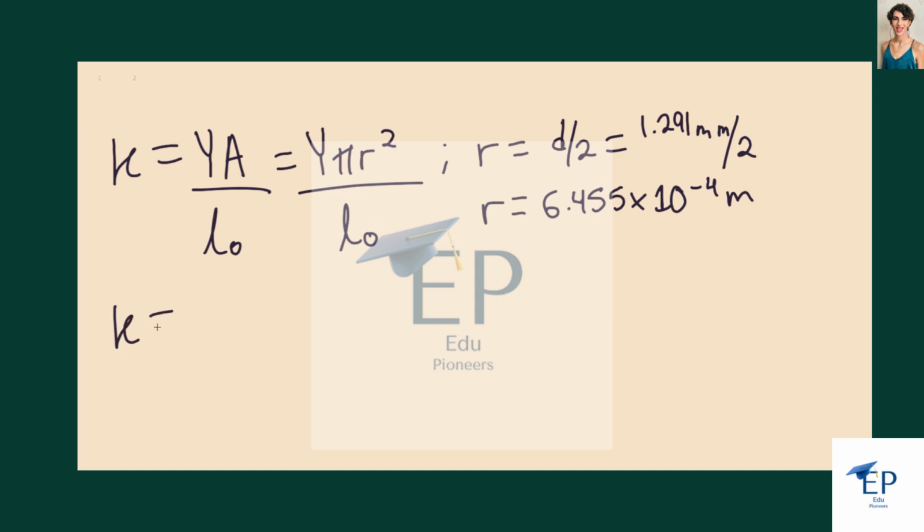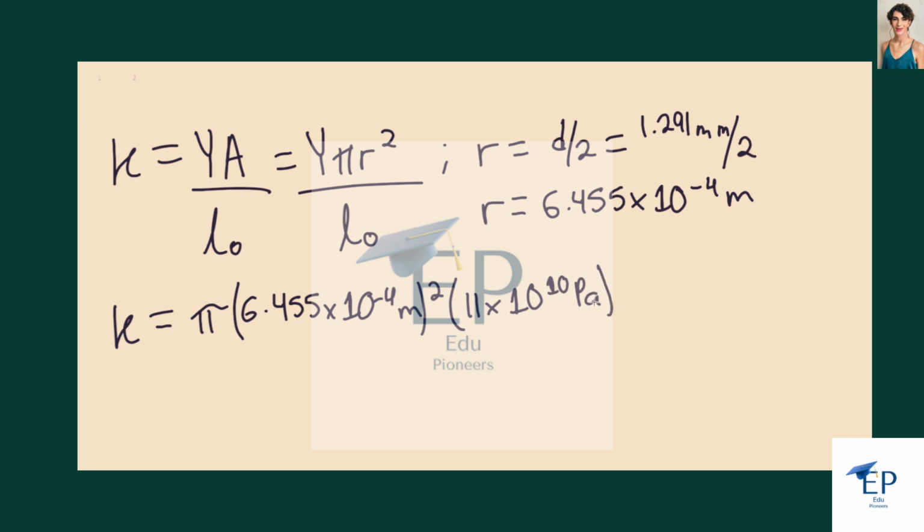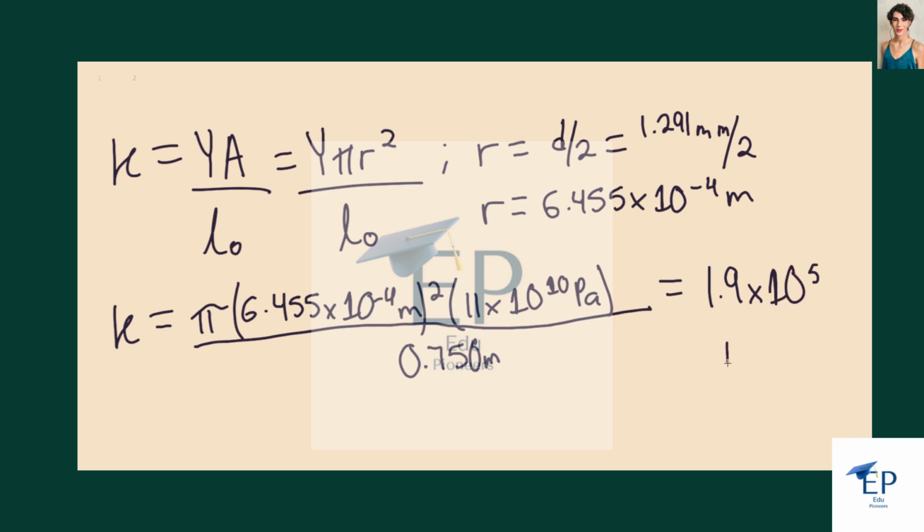So the spring constant is going to be equal to pi times 6.455 times 10 to the negative 4th meters squared times the Young's modulus, 10 to the 10th pascals, divided by the original length of 0.750 meters. And we find that k, the spring constant, is going to be 1.9 times 10 to the 5th newtons per meter. So this would be your final answer for part B.